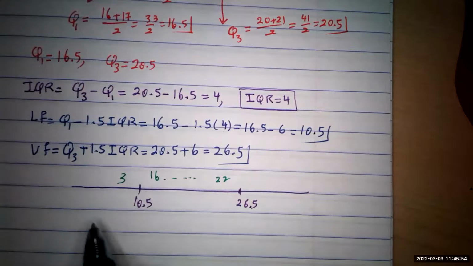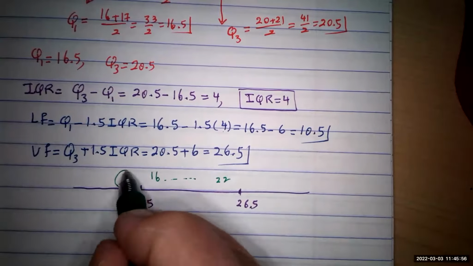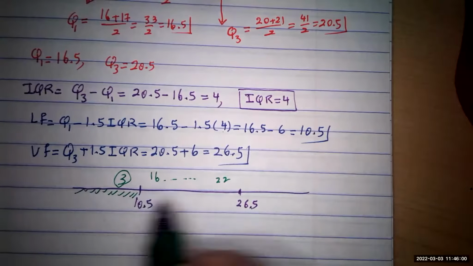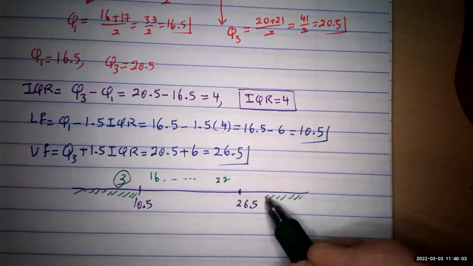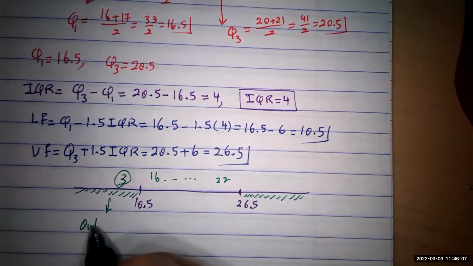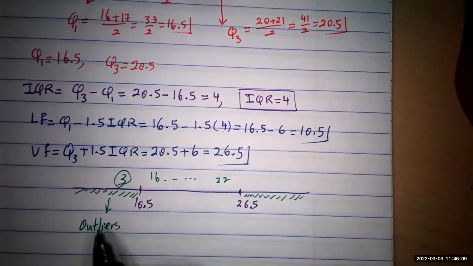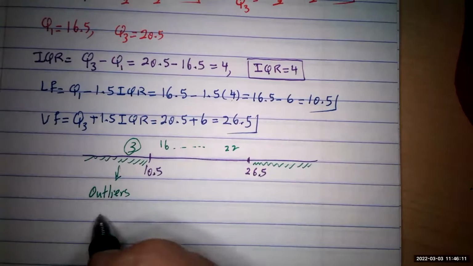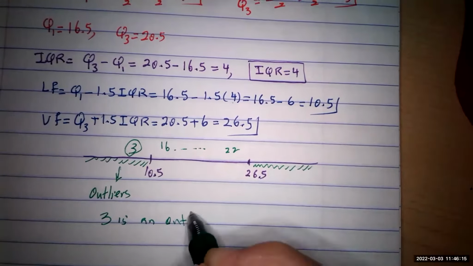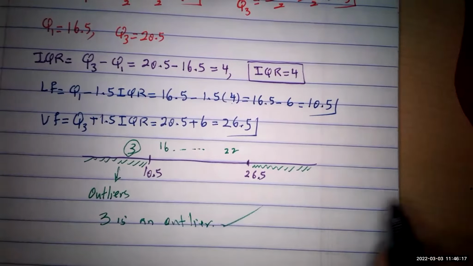So as you can see, 3 is going to be the leftover, because these are going to be your outliers. Anything in this interval are going to be outliers. So 3 is an outlier. Any question?